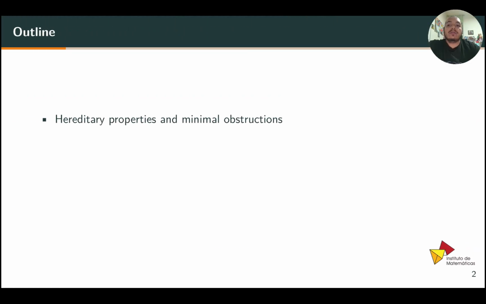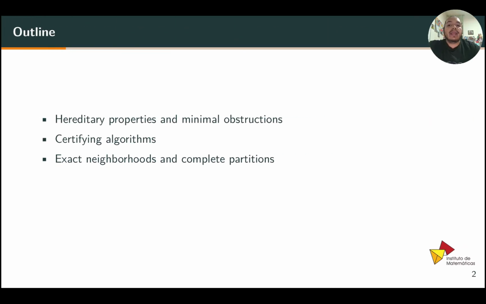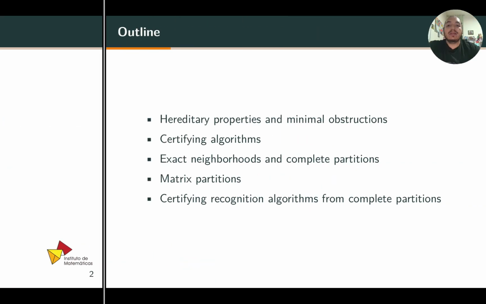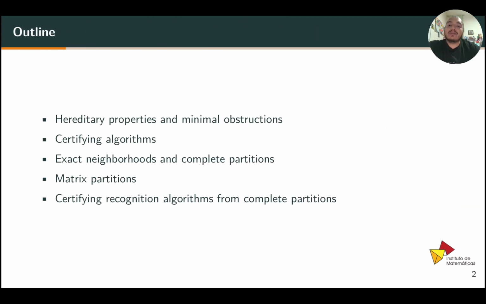Throughout this video, we are going to talk about hereditary properties and minimal obstructions, also about certifying algorithms. We are going to define exact neighborhoods and complete partitions, and we are going to define also what a matrix partition is. With all these definitions and these tools, we are going to speak about the main topic of this video, which are certifying recognition algorithms from complete partitions.